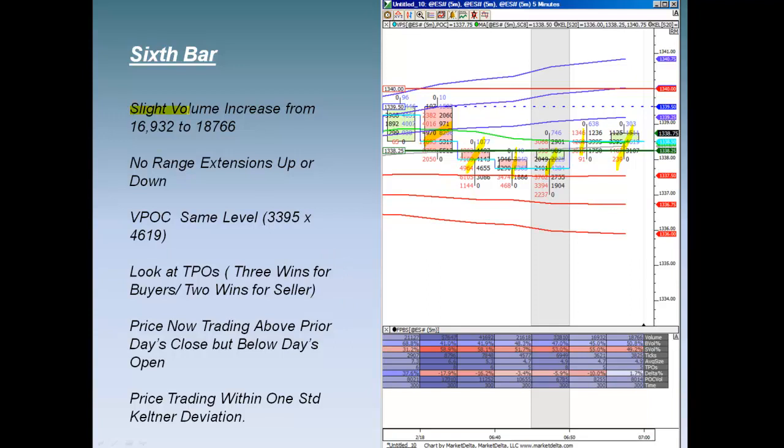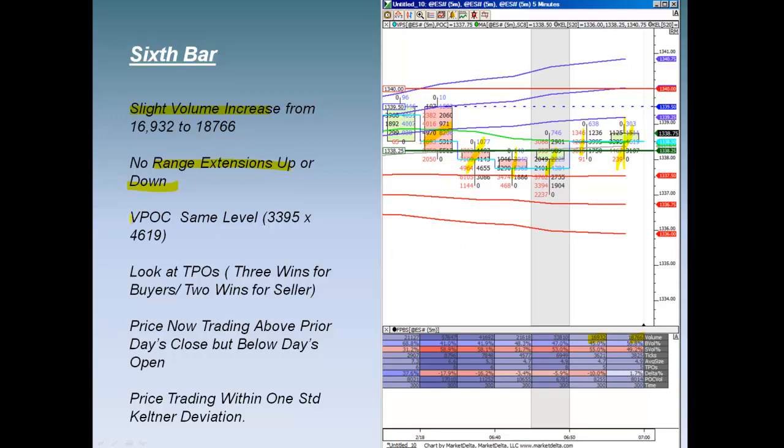I have a slight volume increase from 16,932 to 18,76. This is very slight. Now, what's interesting on this bar here is that I don't have any range extensions, neither up nor down. Take a look. The range is pretty much the same as the one that preceded it.